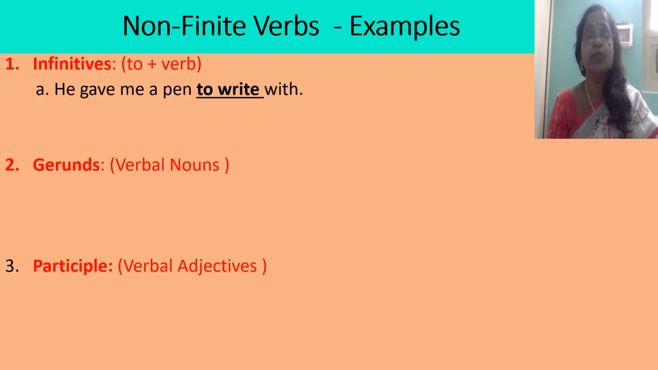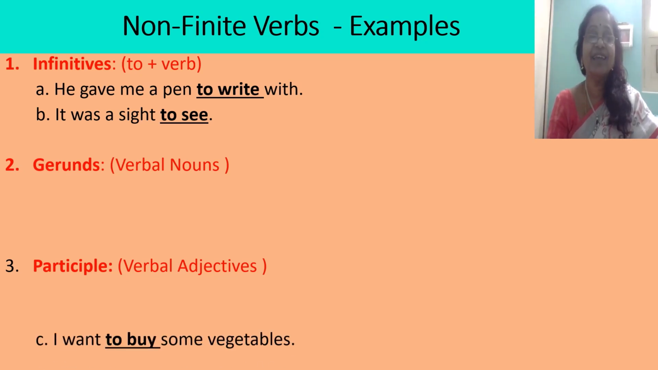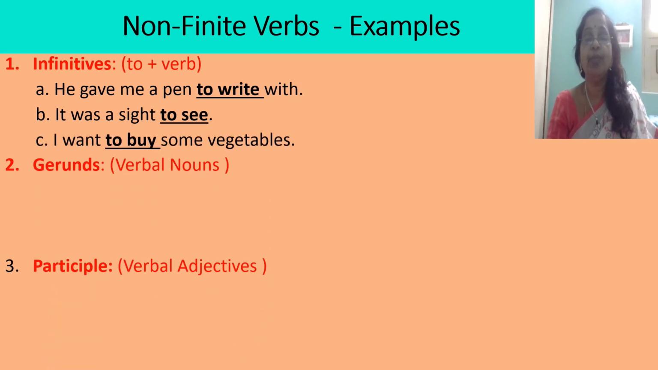For example, first one, he gave me a pen to write with. So to write is an infinitive. It was a sight to see. So it was an enjoyable sight. And next one, I want to buy some vegetables. To buy. So these are all to plus verbs which are called infinitive verbs.